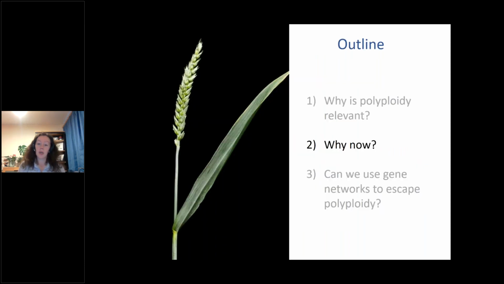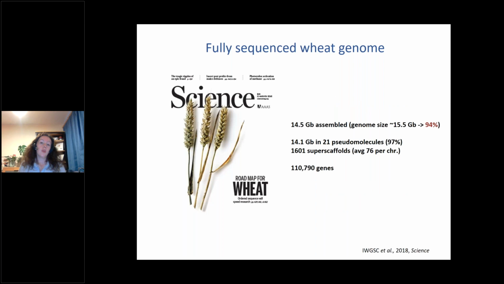Coming to my second point, why now? Why can we start talking about this and really start making progress in this area? I think one of the reasons in wheat is that we now have a fully sequenced wheat genome. We assembled over 94% of the wheat genome, and we also importantly have a gene annotation.